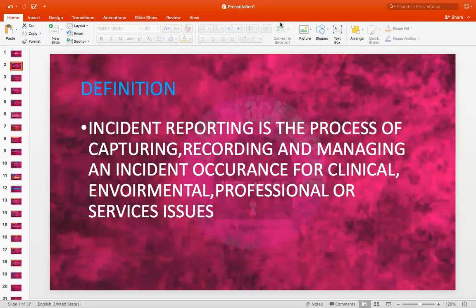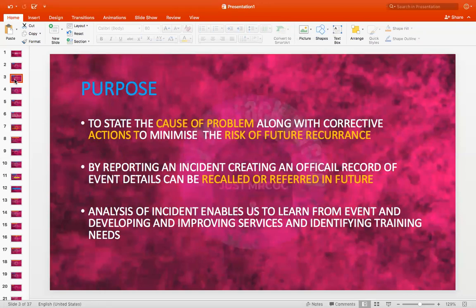Definition. What is the definition? Incident reporting is the process of capturing, recording and managing an incident occurrence for clinical, environmental, professional or services issues. Purpose of the Datix form is to state the cause of the problem along with corrective action to minimize the risk of future recurrence, by reporting an incident and creating an official record of the event. Details can be recalled or referred to in future. Analysis of the incident enables us to learn from the event, develop and improve services, and identify training needs.